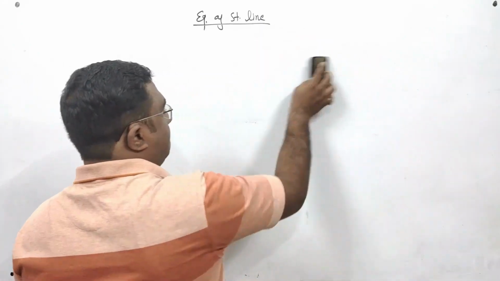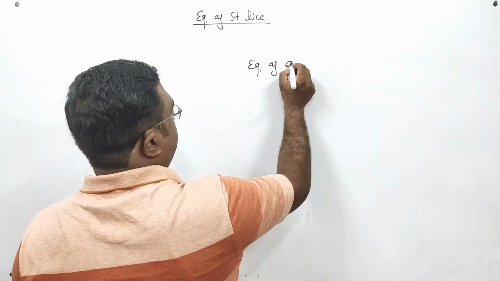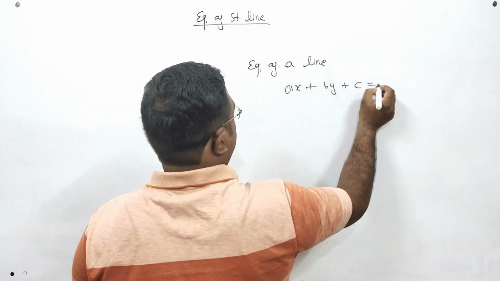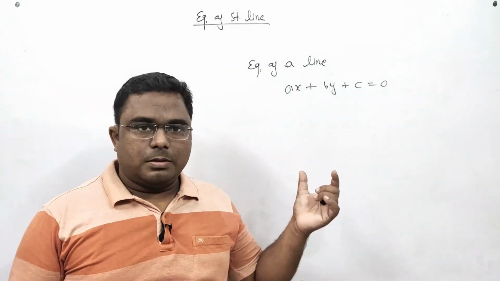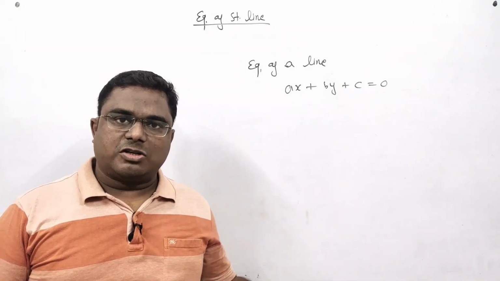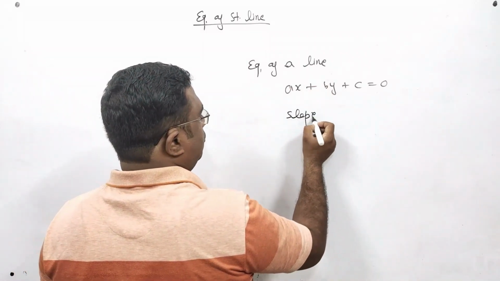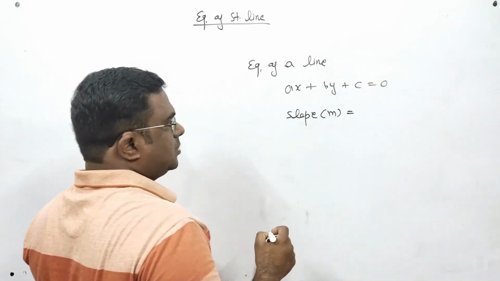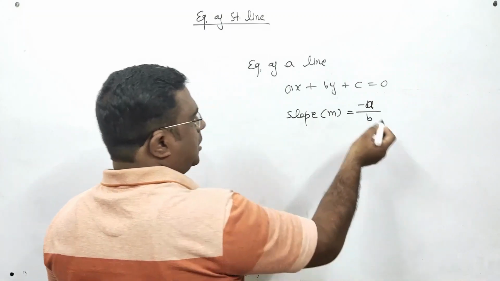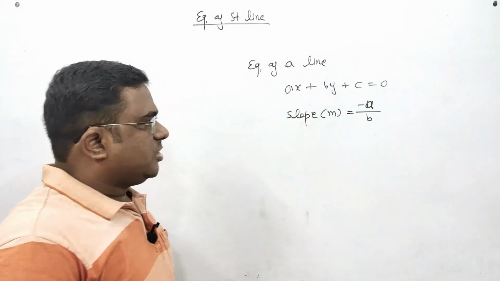One more thing. Suppose you are having the equation of a line as ax plus by plus c equal to 0. This format of equation is called the standard form of the equation of a straight line. And in this situation, if I want to find out the slope, then the formula of slope is minus a upon b. By using this formula, you can directly find out the slope of the equation which is written in this form.